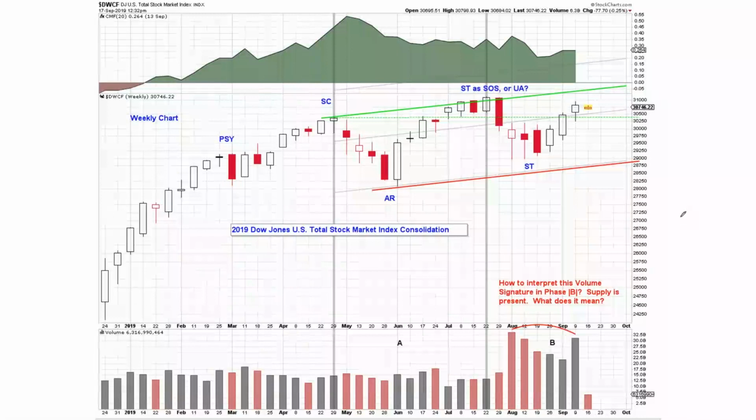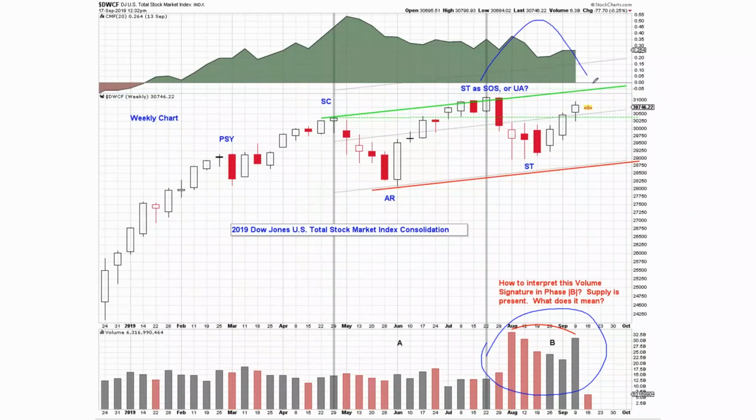Question from Simon: should volume be directly proportional to money flow? For example, high volume should have a higher volume money flow area. So let me translate this a little bit. Simon, as the volume signature increases, you're asking, should the money flow area also increase? So like this area right here. Is that the question? Yes.